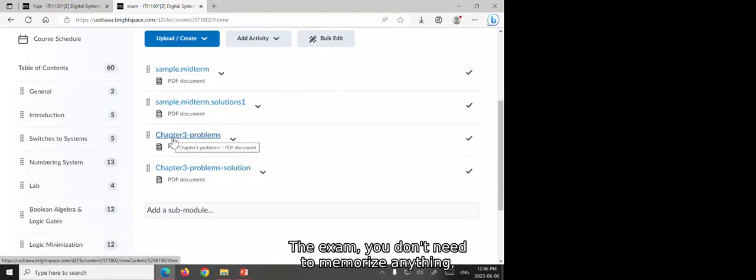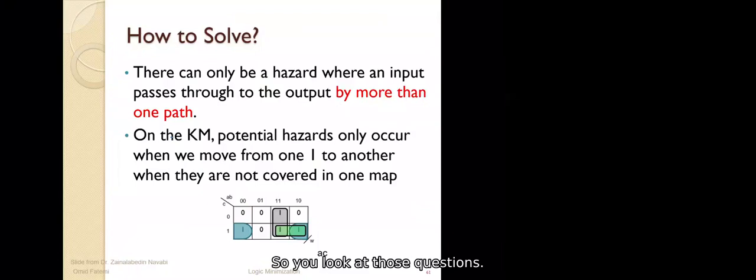The exam, you don't need to memorize anything, but you need to know how to map ones in a Carnot map, what the De Morgan rules are, something like that. But there is nothing more that you should memorize. So you need to solve the problems. It is a problem that you need to solve. So you look at those questions. If you have any questions about them, you could ask in the tutorial section or from me. We have 4 minutes. Give me 4 minutes.